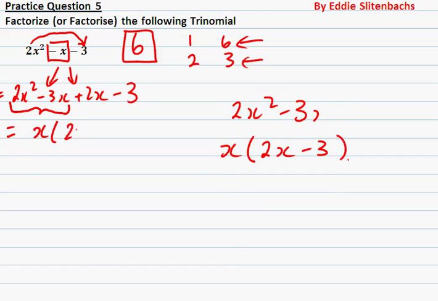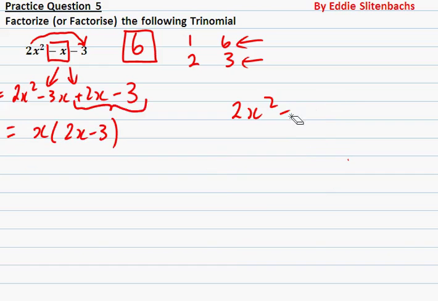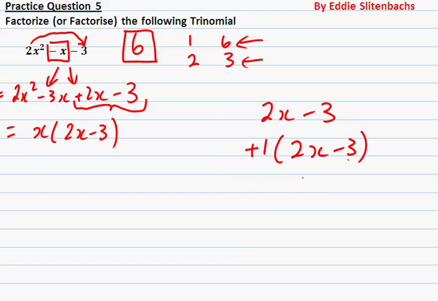I'm going to write that as being equivalent to those first two terms, and now I'm going to factorise the second two terms. I've got 2x take 3. There's nothing common there, so I'm going to write it as +1 outside of 2x take 3. Because if I haven't got anything, then I'm dividing by 1. So 1 is going to be my common factor, because 1 is the only thing I can take outside.